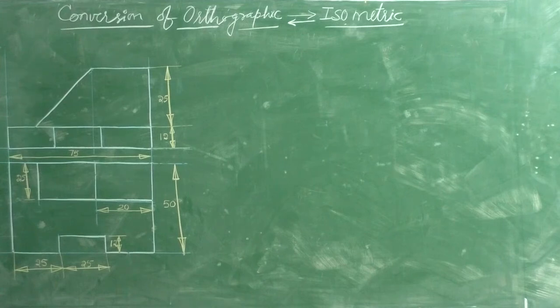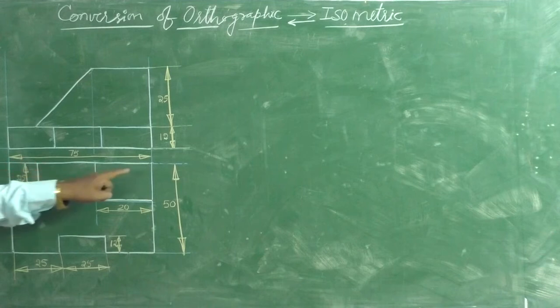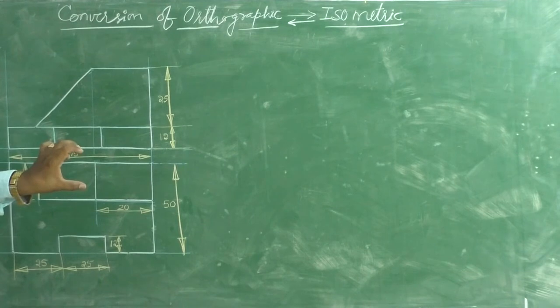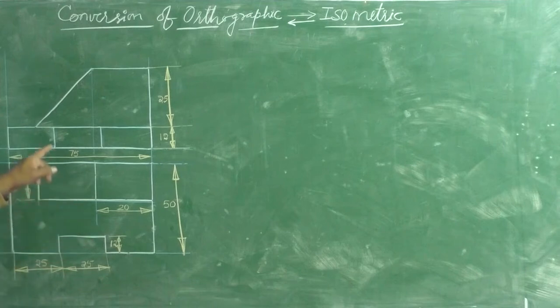In the top view, very clearly we can observe a rectangular block, and whatever be the length obtained in the top view, the same length is in the front view, and it is having some thickness. That means a rectangular block at the bottom, and this portion is extended in the front view. That means an extended portion here. Next one, here it is a slot, that we can see in the front and the top views.